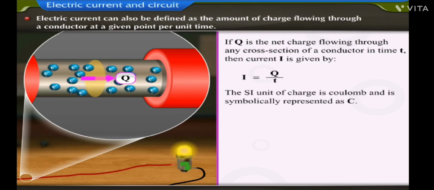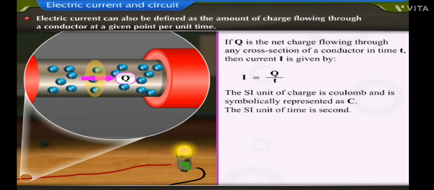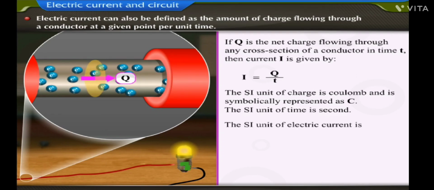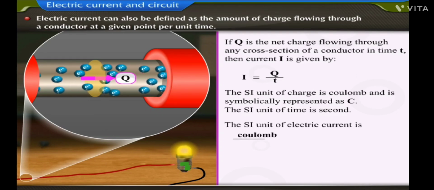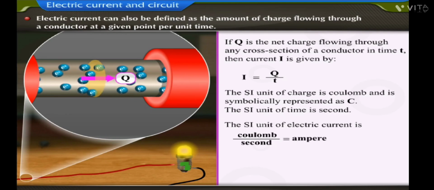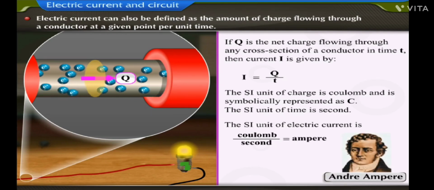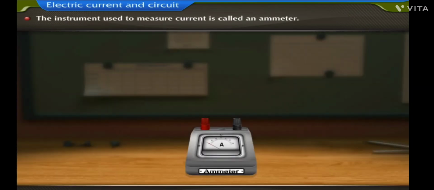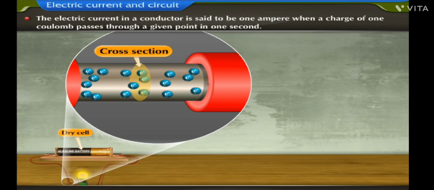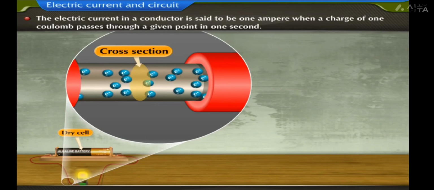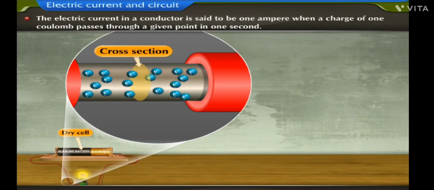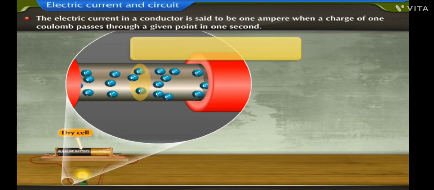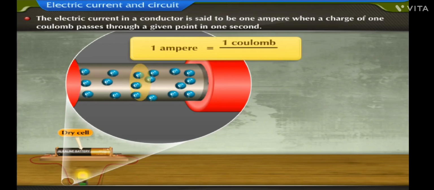The SI unit of charge is coulomb and is symbolically represented as C. The SI unit of time is second. Hence, the SI unit of electric current is coulomb per second or ampere, which is named after French physicist André Ampère. The instrument used to measure current is called an ammeter. The electric current in a conductor is said to be 1 ampere when a charge of 1 coulomb passes through a given point in 1 second. That is, 1 ampere = 1 coulomb / 1 second.